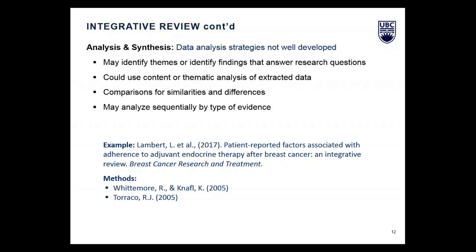And so basically, looking for patterns, looking for similarities and differences across the studies. And again, that analysis could be done sequentially by type of literature, for what do we see in the quantitative literature and the qualitative literature, and then bring that together. So an example here in Breast Cancer Research and Treatment was looking at patient-reported factors that are associated with adherence to therapy. And so this could have incorporated a broad range of research and other literature.